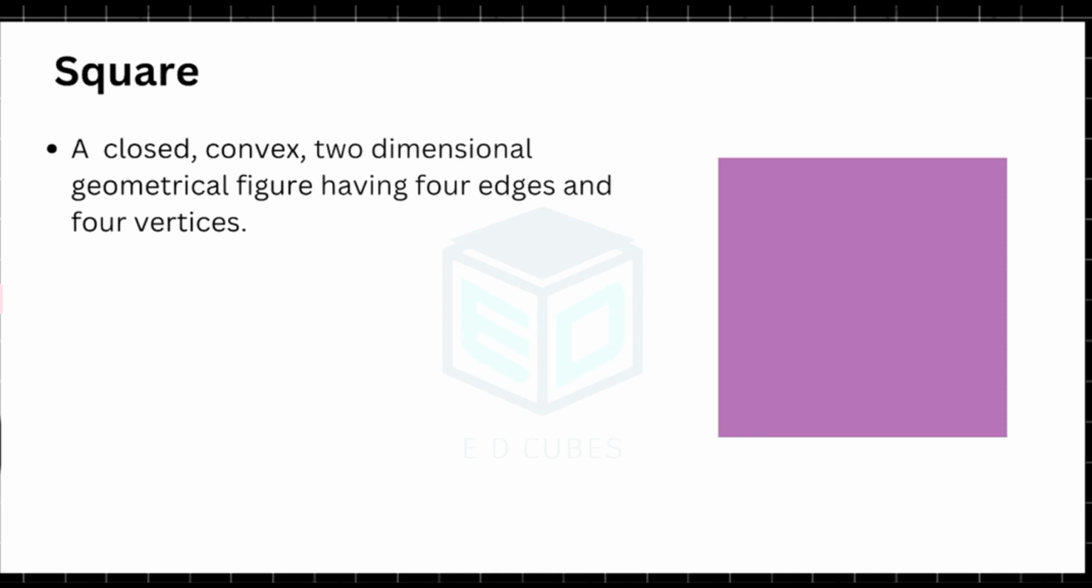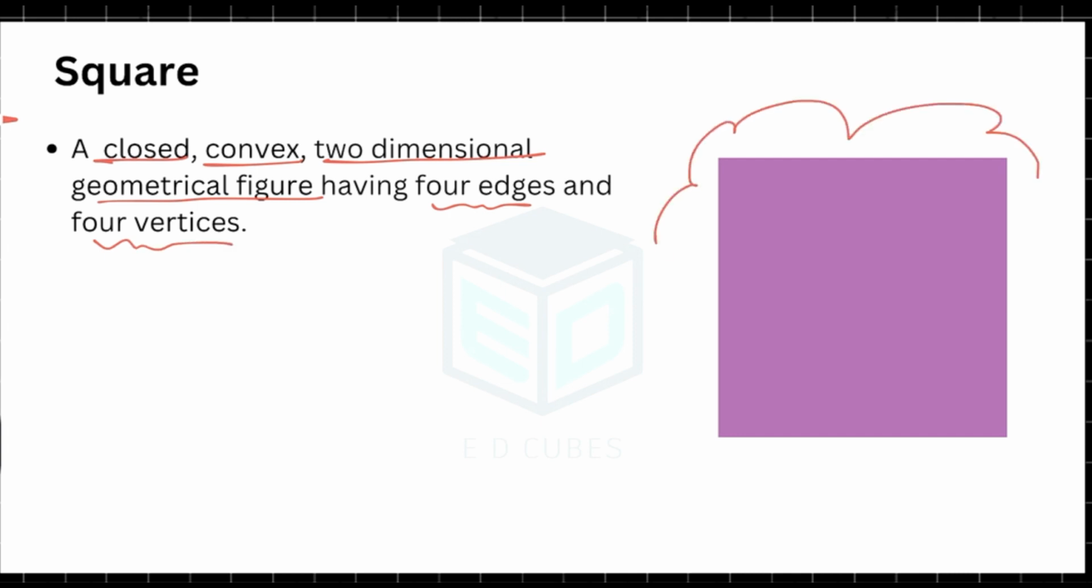Now, if I have to define a square, how would I define it? Or if I have to tell something about a square, what should I tell? Based on that, I have prepared something. Let's see whether this is enough, or whether you also think this way. A square is nothing but a closed, convex, two-dimensional geometrical figure having four edges and four vertices.